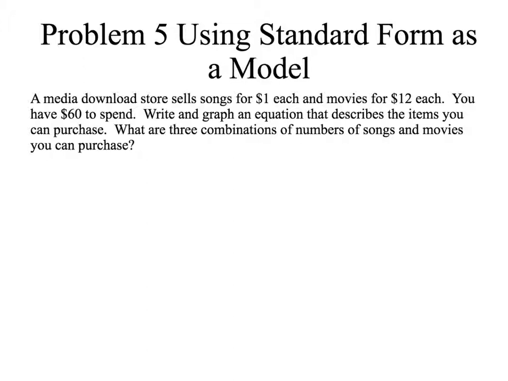So we have a media download store that sells songs for $1 each, and movies for $12 each. You have $60 to spend. Write and graph an equation that describes the items you can purchase. And then the second part we'll get to later. So we need to make an equation. So we need to define some variables. So S equals songs and M equals movies.